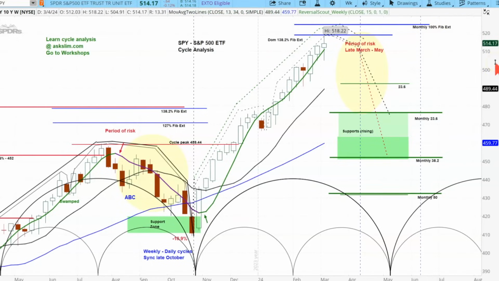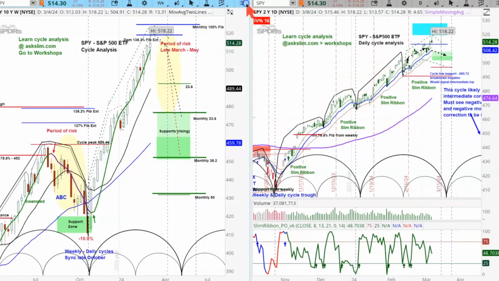And all along, no matter the timing of the corrective period, we believe that the market would be strong well into the later parts of 2024. So that doesn't change it. We're just looking for a correction right over here. So that's looking at the intermediate weekly, and on the right side here is the daily chart.